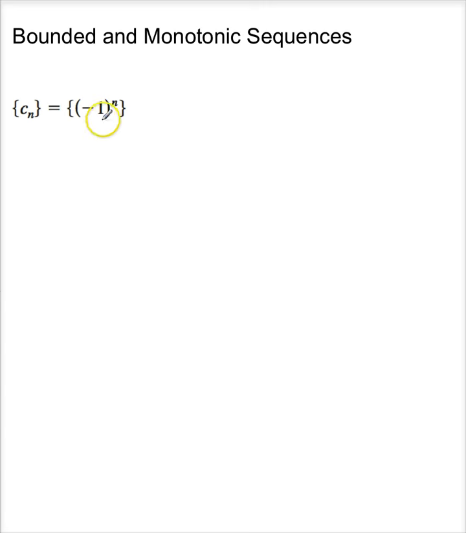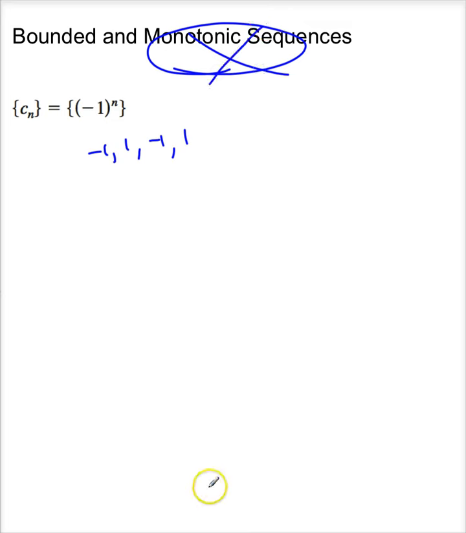Now, let's look at this sequence right here. c sub n is (-1)^n. This one just bounces around between -1, 1, -1, 1. It's bounded, but it's not monotonic. So this sequence does not converge.